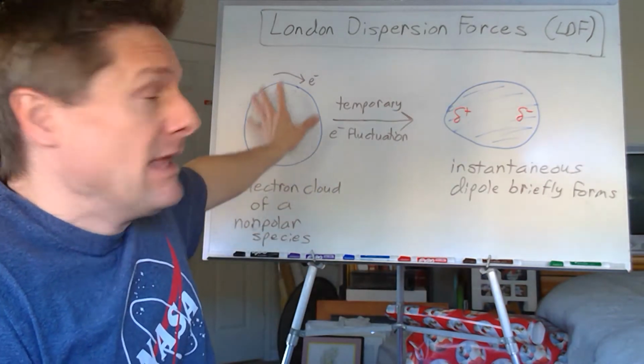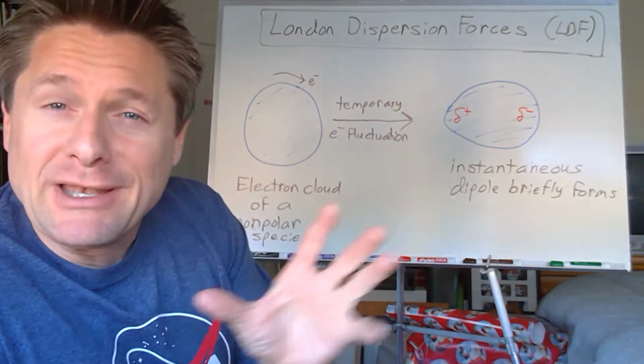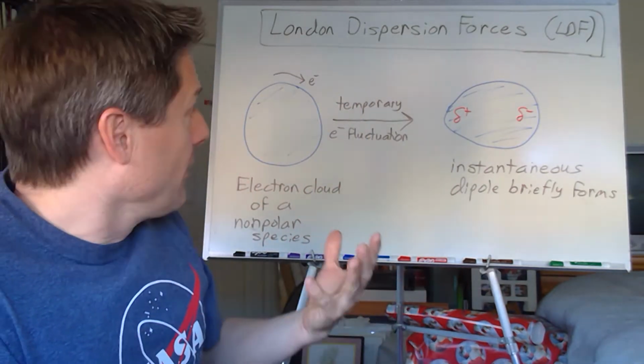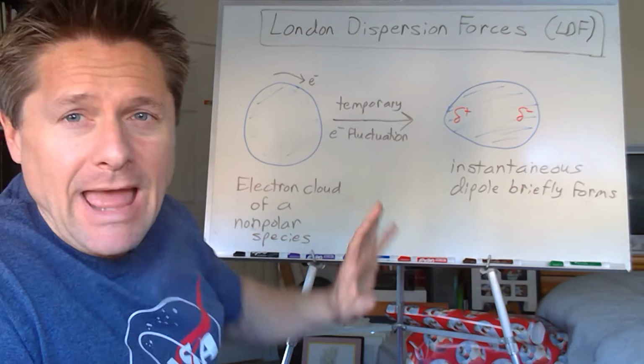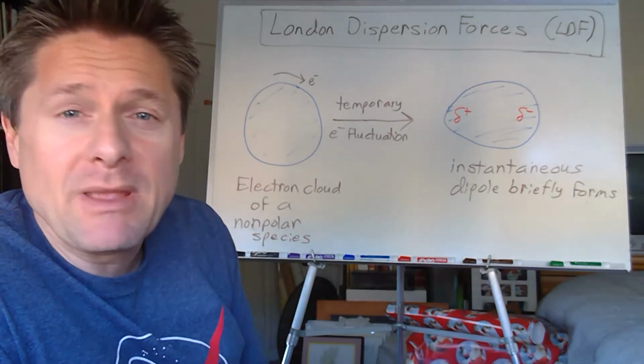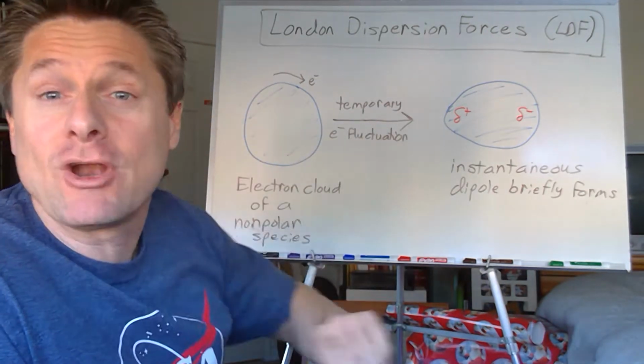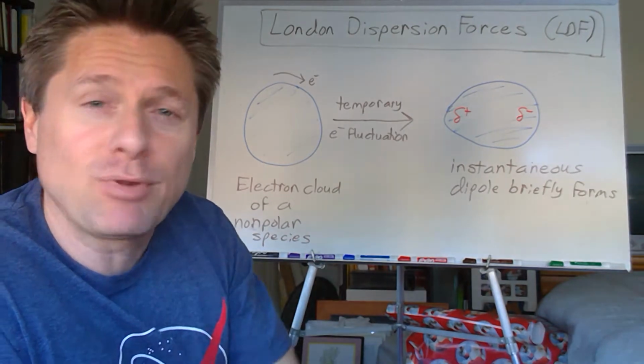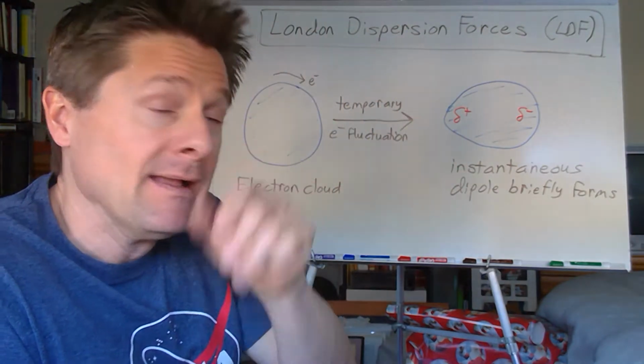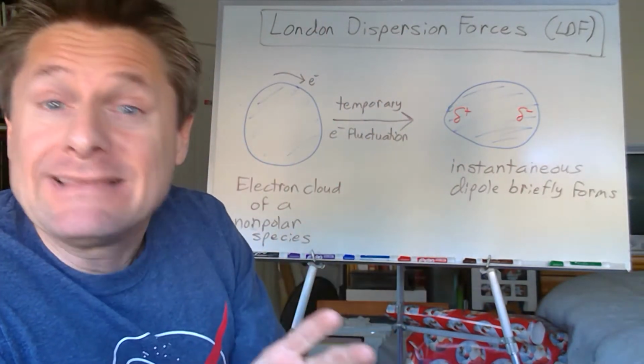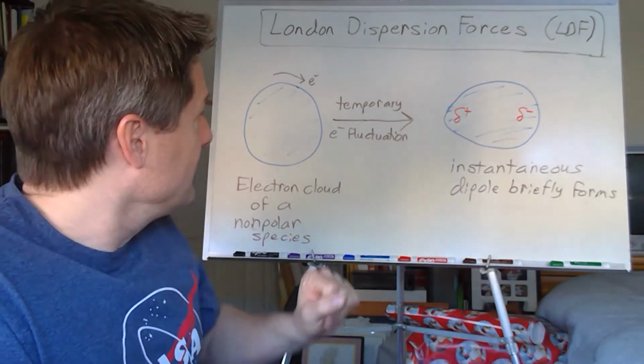So we're looking at electron probability distributions, quantum mechanics, all that fun stuff. So let's take a nonpolar species, could be an atom, could be a molecule. It's got a symmetric electron charge distribution. All right, perfectly the same everywhere. This could work for any species. Let's just focus on a nonpolar species.